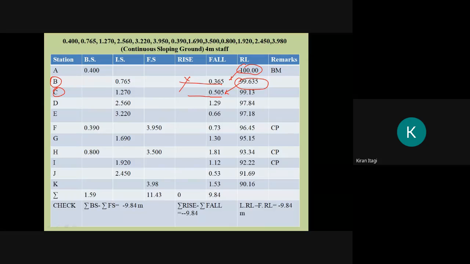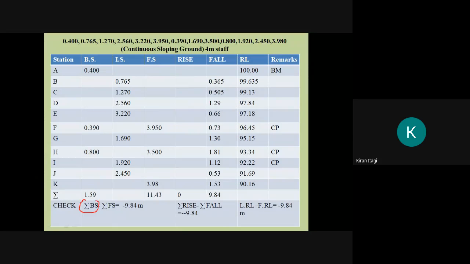So it is falling here, we will subtract, we will get the reading. Subtract, we will get the reading. Subtract, we will get the reading. Subtract. So the procedure goes on like this. Okay. Now, how to check whether we have done correct or not?